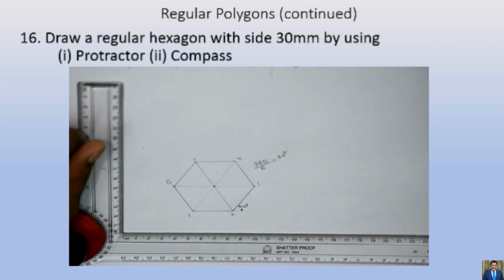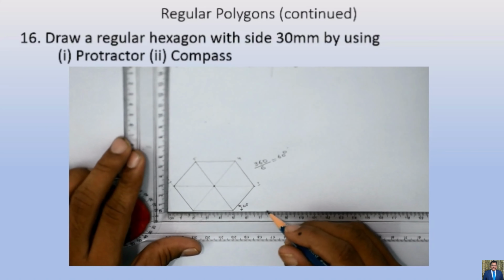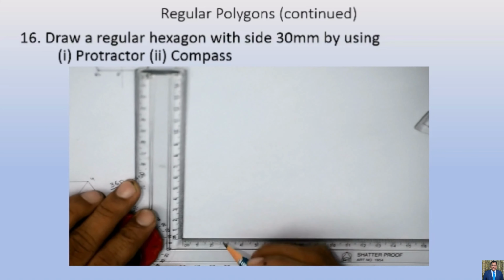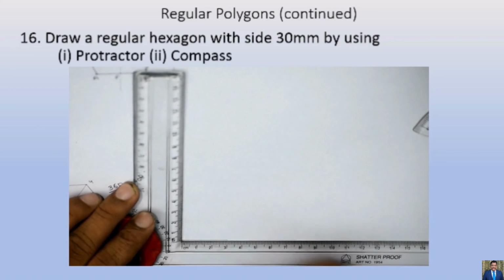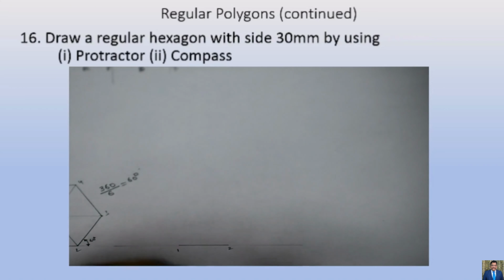Some people will say that you have to take a 120 degree angle also. That will also be correct, but that depends from which point you are taking the angle in the protractor scale. So at this point, just say that it is 60 degree. It is easy to remember also. 360 by 6 is equal to 60. Now I will draw the hexagon with the compass method.